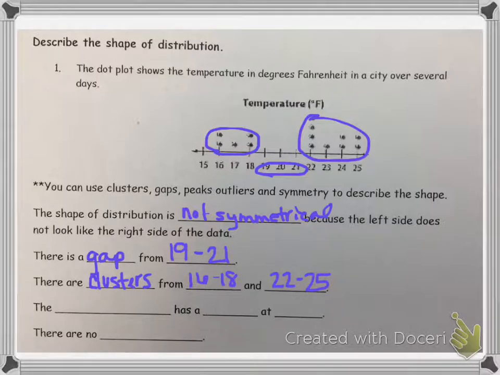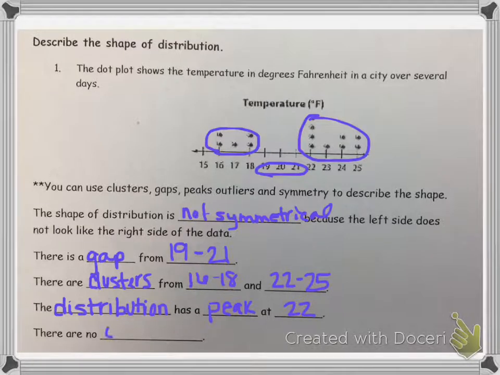Our next vocabulary word is distribution. That's what we're describing, our distribution over our dot plot. Distribution has a peak. So remember, peak is the mode, where it's the highest, the most values. And our peak here is at 22.